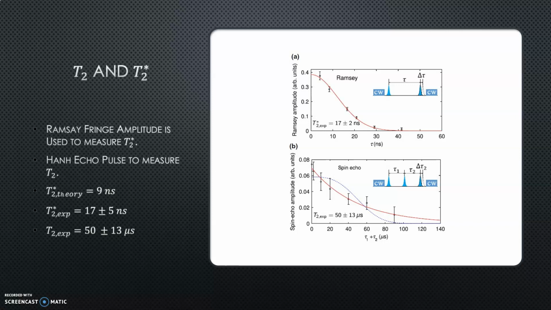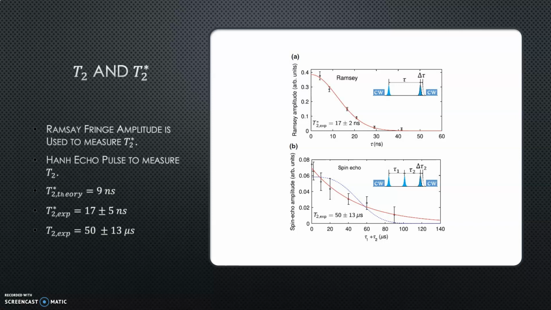Now we come to the theoretical value of the T2 star. Using the effective mass, Bohr radius, and by combining hyperfine interactions from both gallium and zinc, we find T2 star theoretical to be around 9 nanoseconds, which is in close proximity to our experimental values.